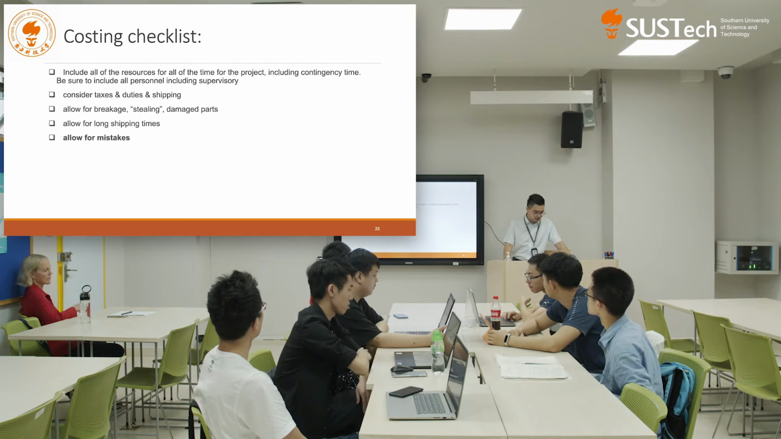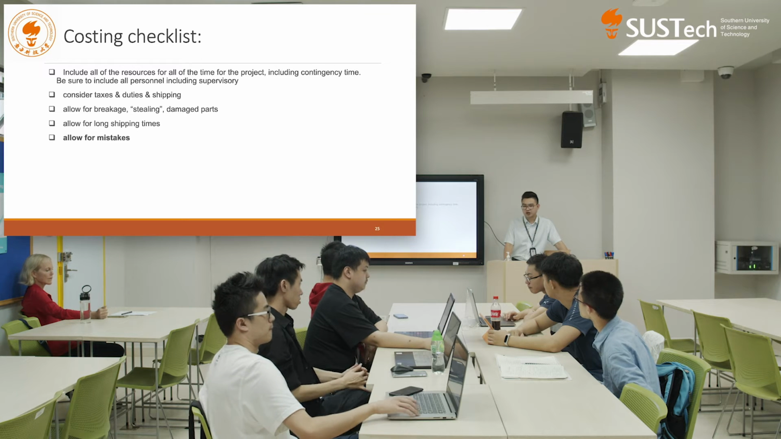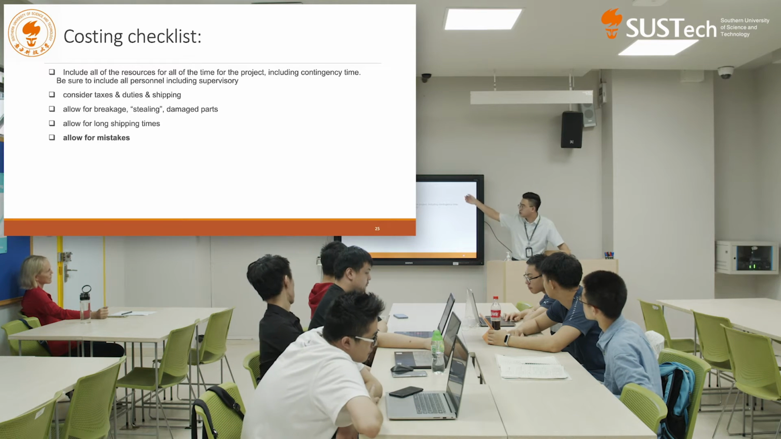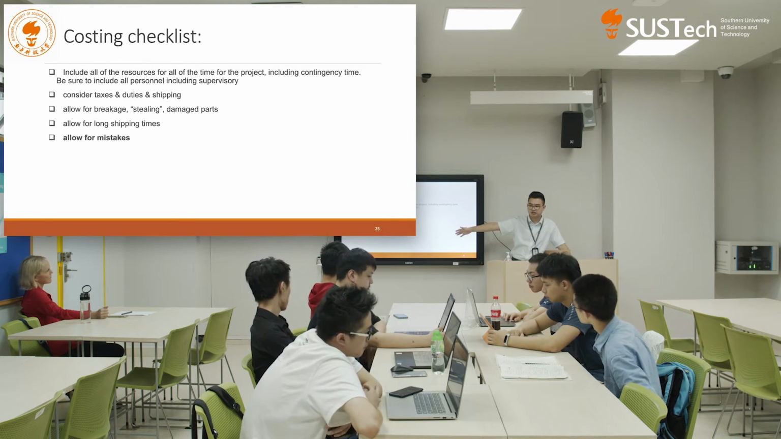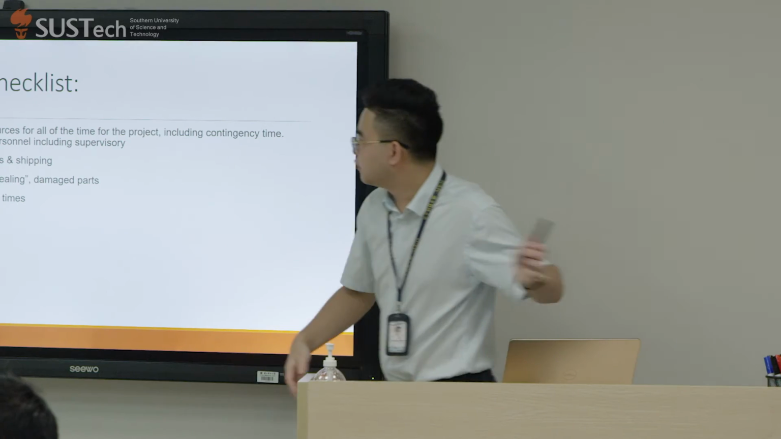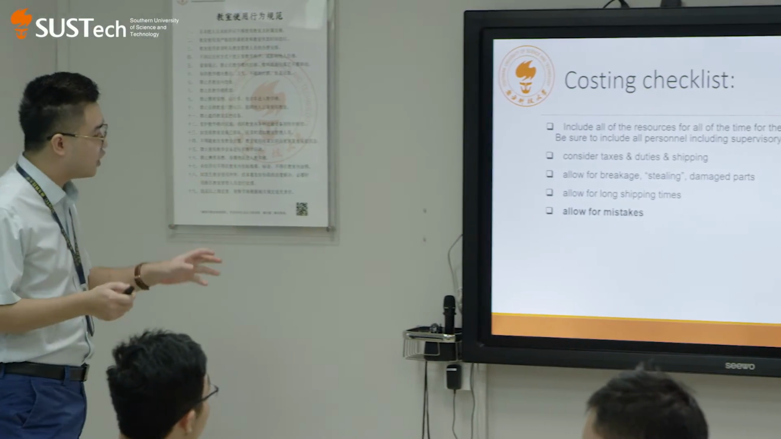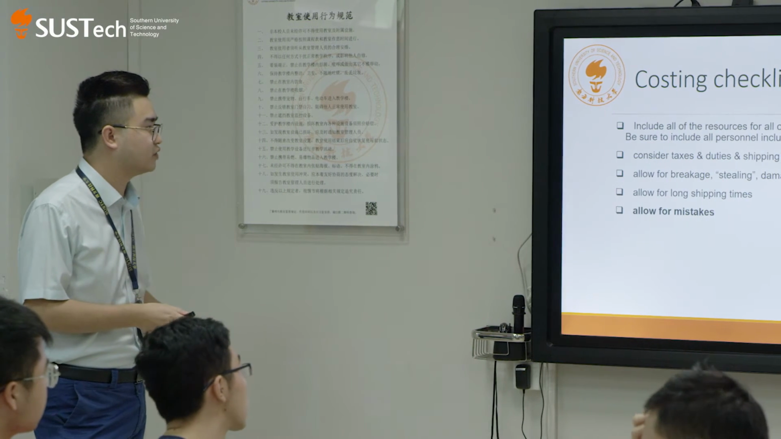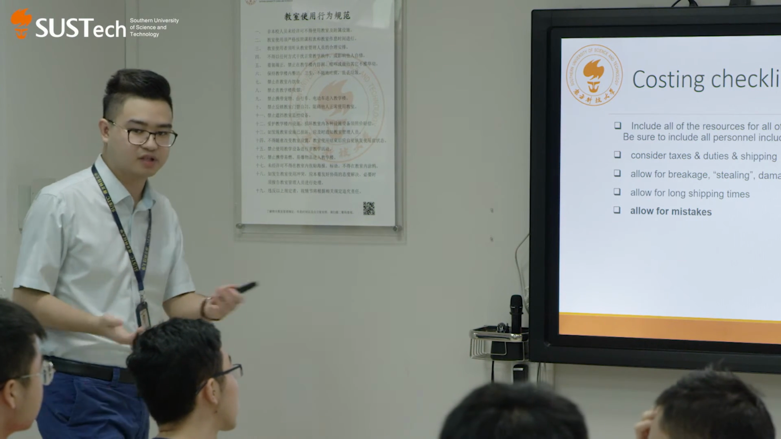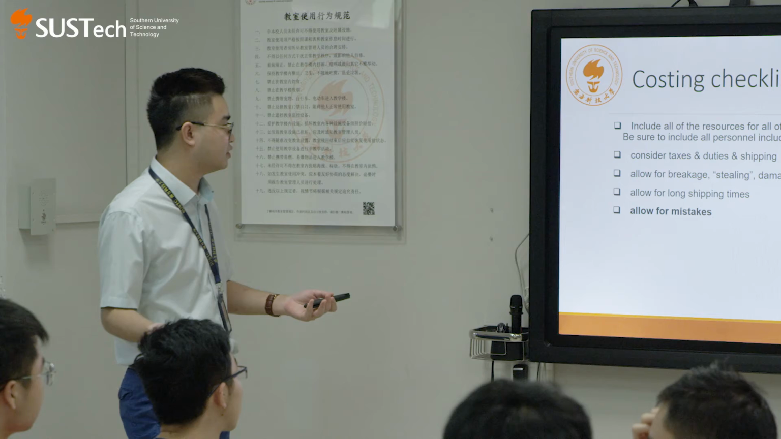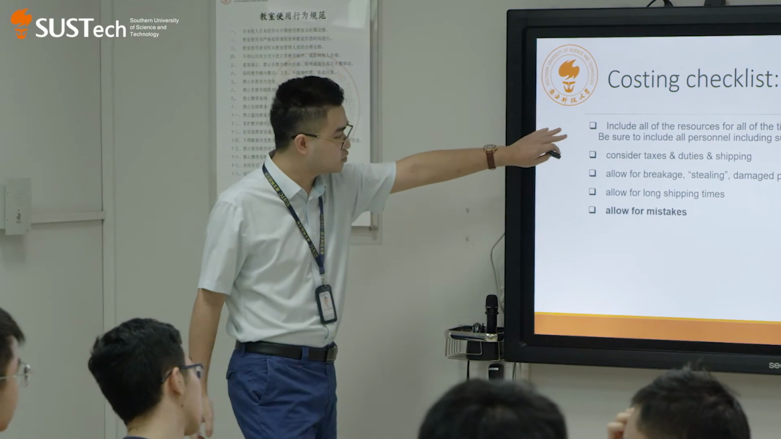So that's a costing checklist. When you do your cost management, I encourage you to go through the checklist, right? First, let me explain it. You need to include all the resources and time on the project, including every person, including the supervisors, right? Those I don't need to talk about.